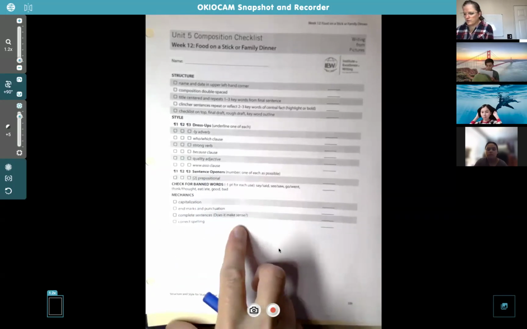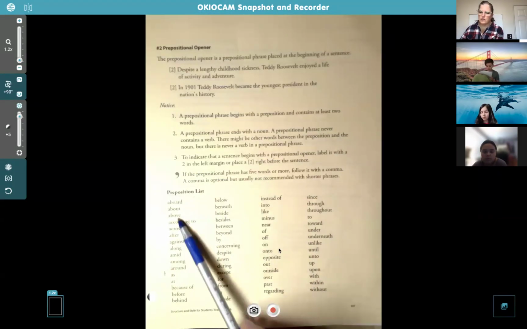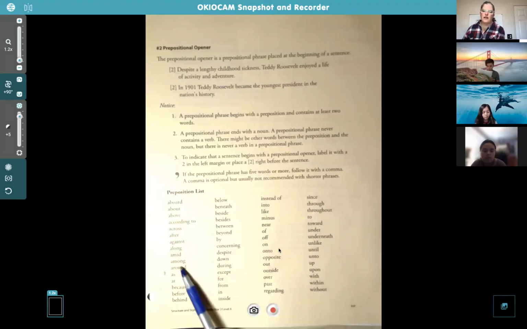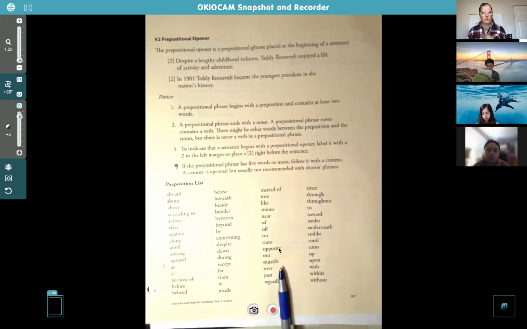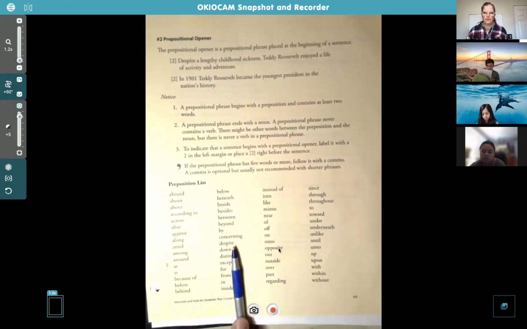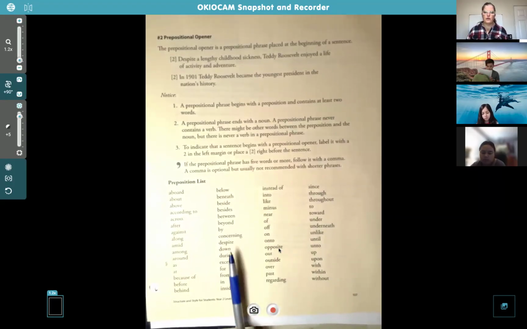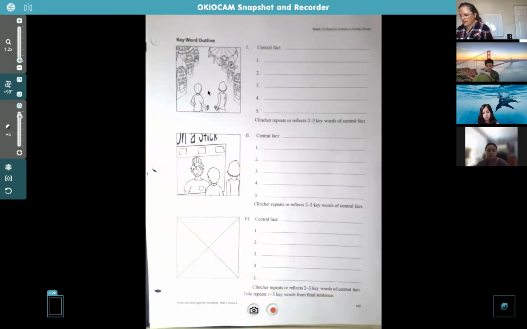So you're going to use this page right here that we just went over. You're going to pick any of these words because this is your list right here. And you're going to use one of these words to start one of your sentences in each of your paragraphs, okay? You're going to start a sentence with this. It's an opener. And you're going to label it with a two with that little bracket around it. It'll get easier the more you do it, but I know this is the first time you've heard about this, so I want to make sure you understand.